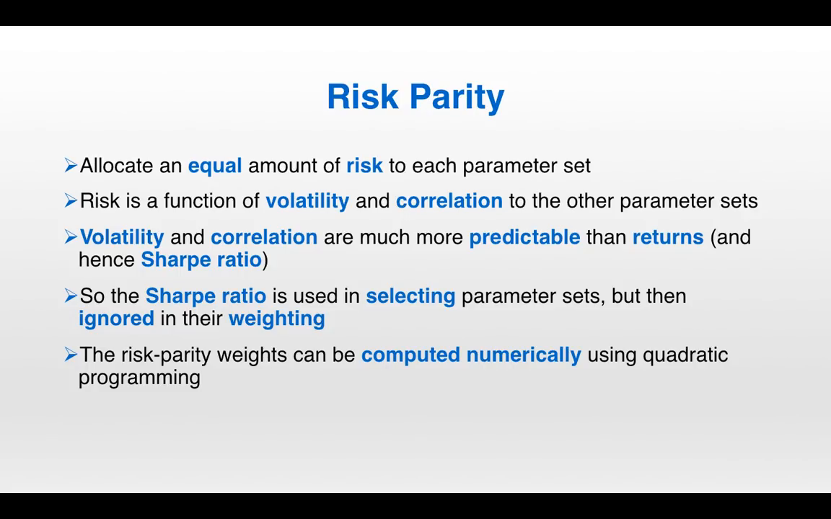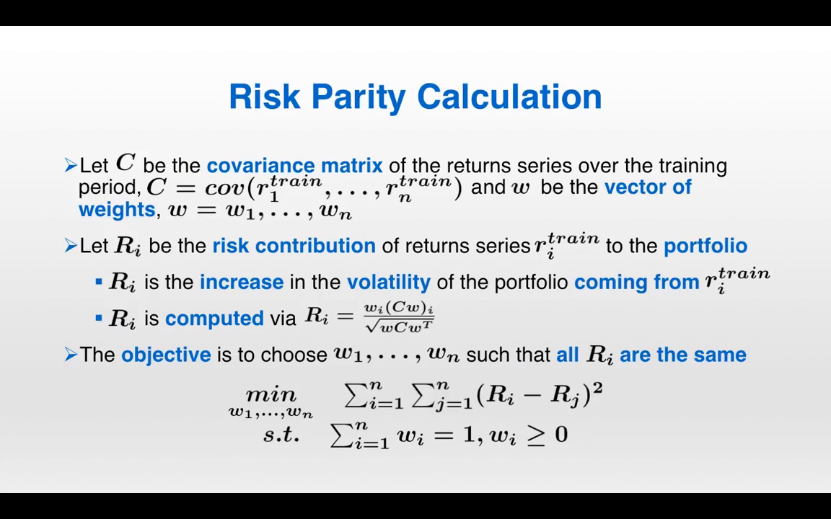Sharpe ratio, of course, uses the returns in its calculation. And while the Sharpe ratio is used in selecting parameter sets, it is ignored in their weighting. We use the training Sharpe as a simple pass-fail tool. Either the Sharpe ratio over the training period is high enough and we keep it, or it's not high enough, we throw it away. And finally, the risk parity weights can be computed numerically using quadratic programming, and we'll go through that calculation now.